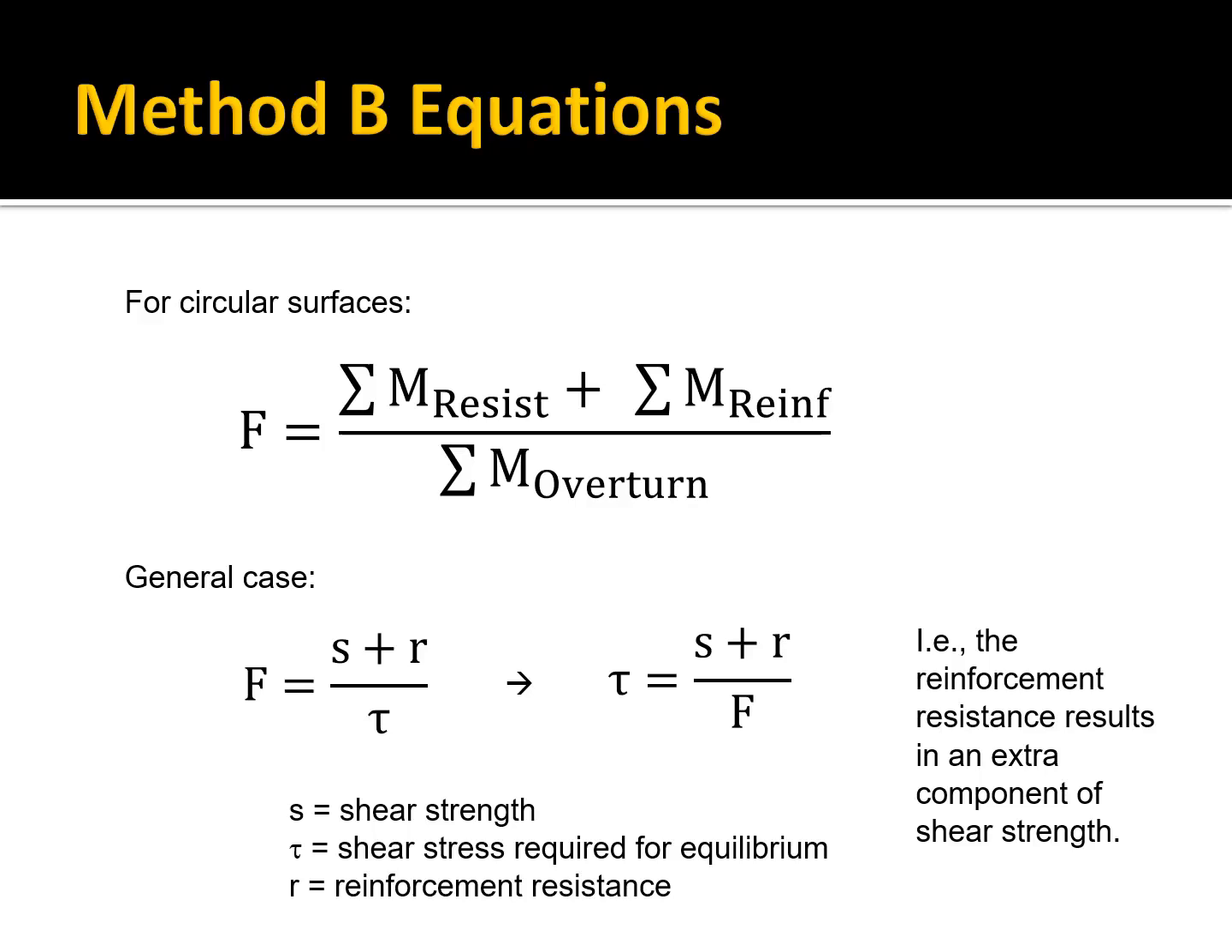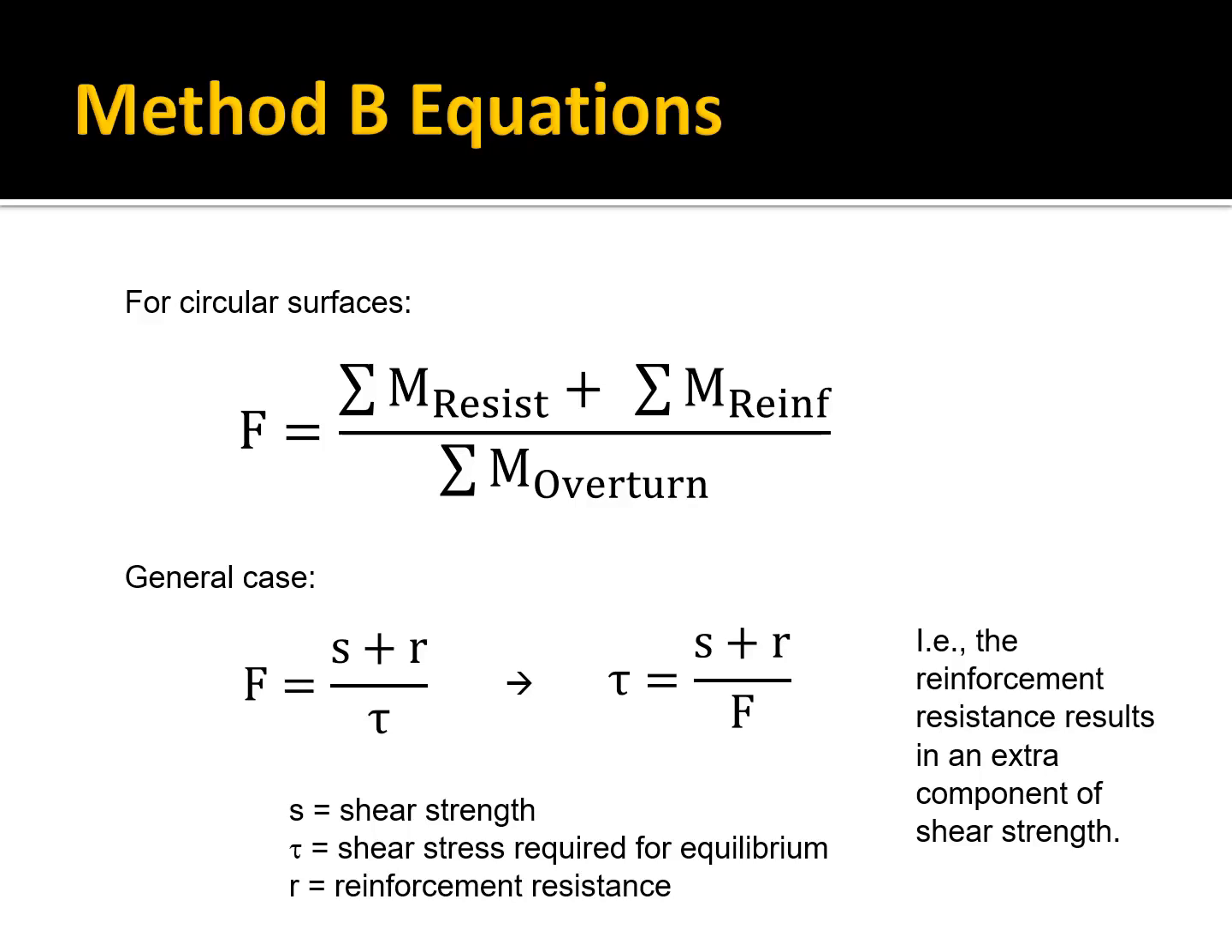With method B, we put the reinforcement in the numerator. So the factor of safety is the shear strength, the resisting moment, plus the moment caused by the reinforcement divided by the overturning stress. Or in this case, F is equal to S plus R divided by T. And so the shear stress required for equilibrium is equal to the shear strength plus the reinforcement divided by the factor of safety.